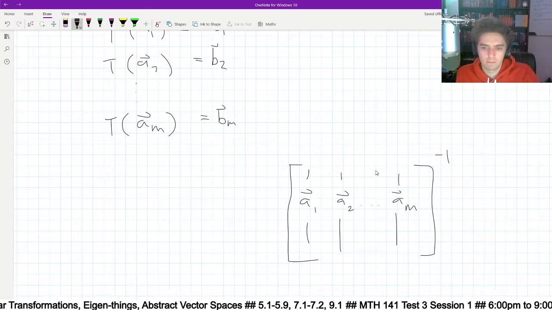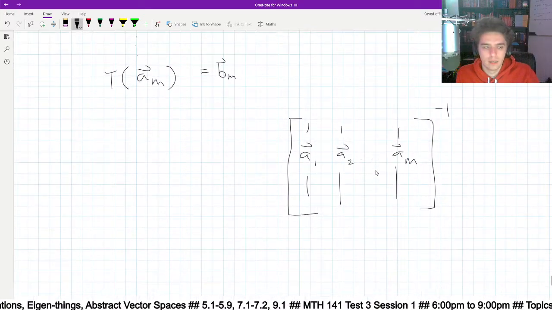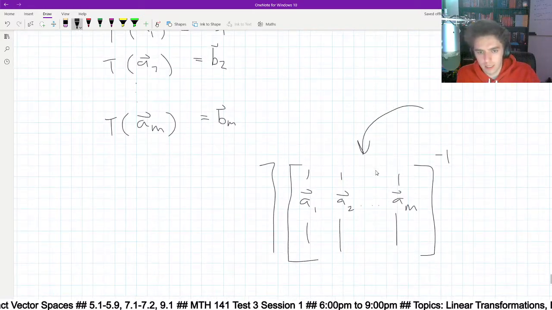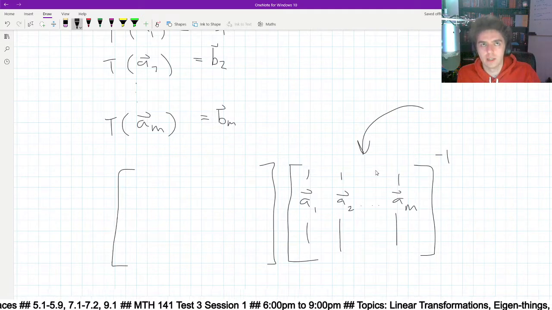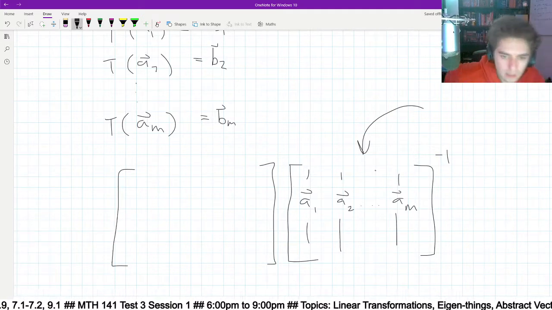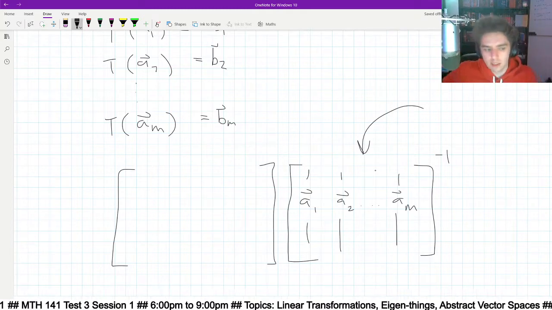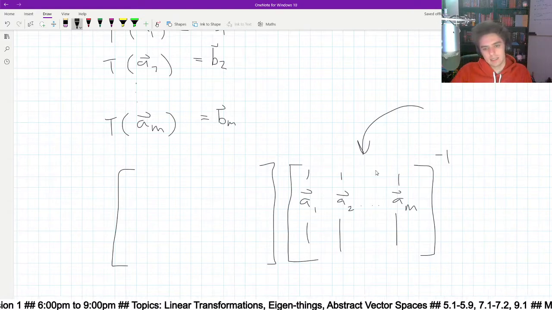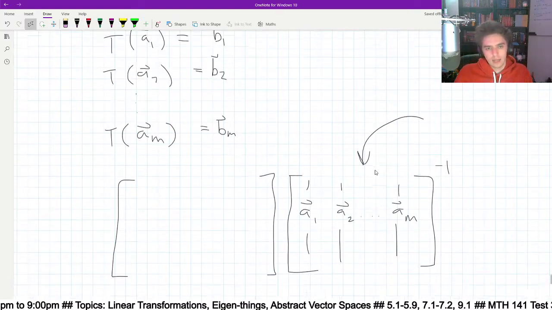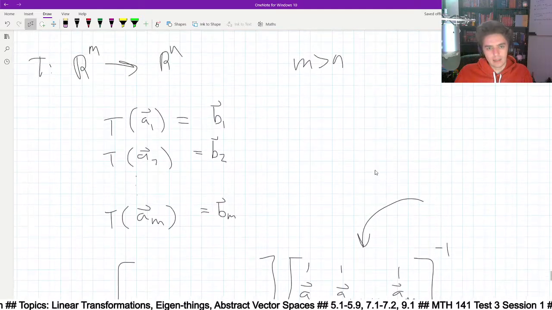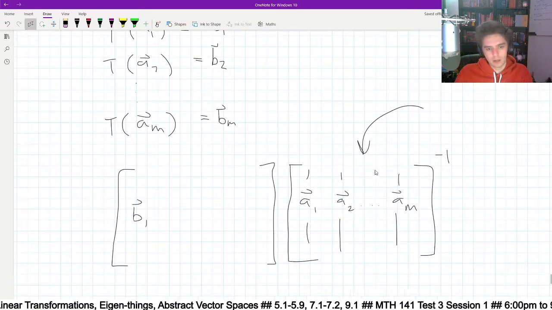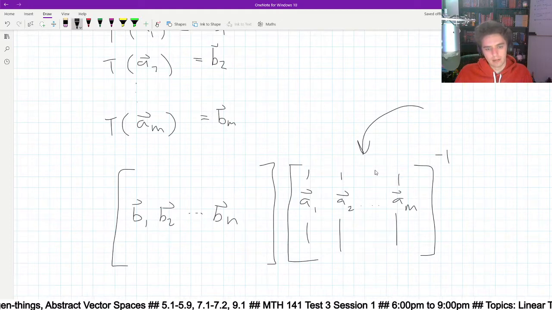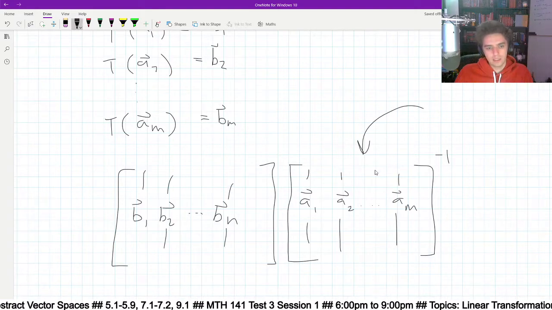Is the input on the left? Yeah, maybe I did it wrong, did I? No, this is right. This is where it should go, and then this will be the output vectors. I think you're thinking about the augmented matrix thing, right? So definitely the augmented matrix thing won't work if m doesn't equal n. But in this case, the output will just be B1, B2, up to BM, right?